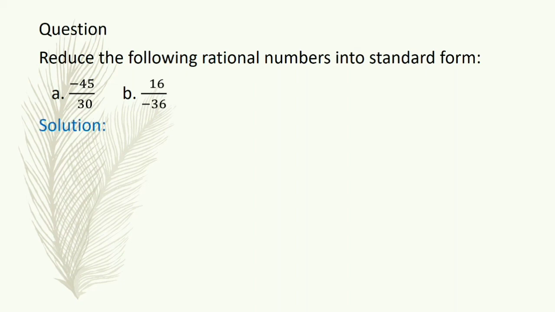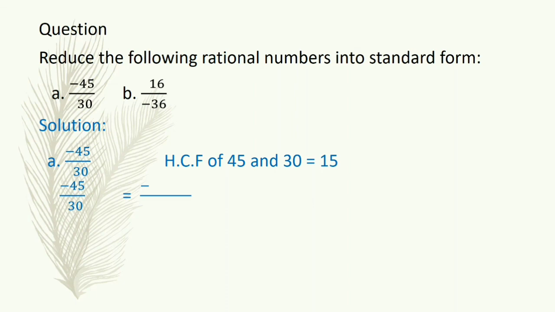So for that, first of all, we have to find out the HCF of both numerator and denominator. Now here the HCF of 45 and 30 is 15. Now we divide both numerator and denominator by 15. We know that by dividing numerator and denominator by the same value, the value of the rational number is maintained. Therefore, we divide minus 45 and 30 by 15 and we get minus 3 by 2, and it is in the standard form.